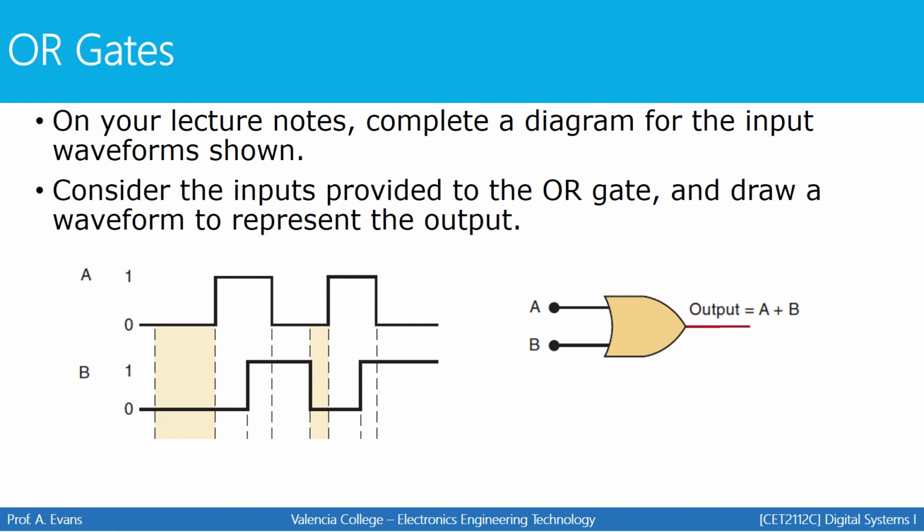What I want you to do on your notes is try to draw the waveform for the output of the OR gate. So what you're going to do is look at inputs A and B, and for each point or each period on the waveform, I want you to try to show the output. So take a minute right now, pause this video, and try to create the output waveform based on the inputs that you see here.